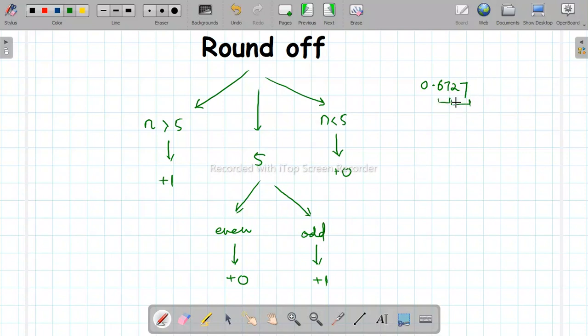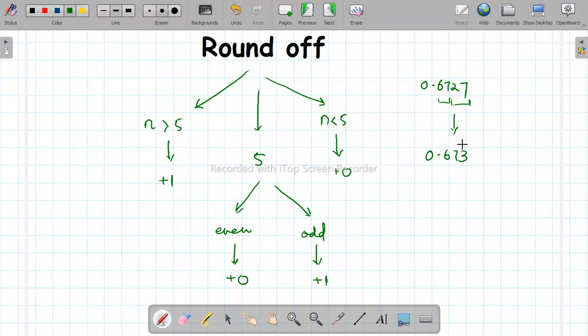Starting with the extreme right, we have this 7 here, right? Is the 7 greater than 5? Yes, it is. What do we do with a number which is greater than 5? It vanishes and adds 1 to the previous one. So what will the next step be? This 7 will no longer be here, but it will add 1 to the previous 2 and make it 3. This becomes 0.673.